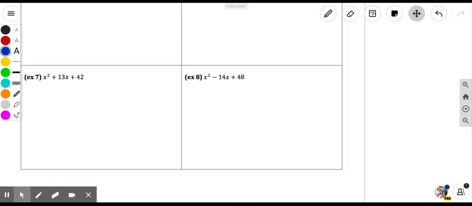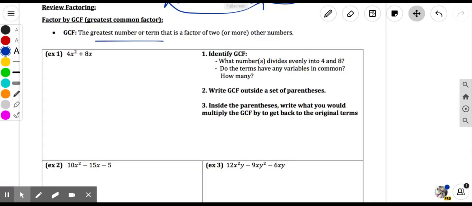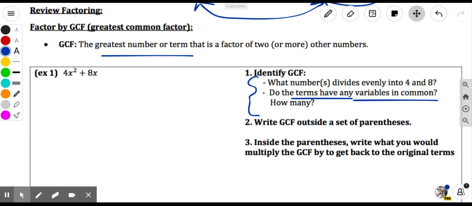So the greatest common factor is the highest number that goes into both terms. When we factor, we want to take out the greatest common factor. We're basically undoing the distributive property. You'll see what I mean by that at the end. So the first thing we want to do is identify the GCF. To do that, I have these little bullets here, questions you want to ask yourself. What number divides evenly into 4 and 8? 1 goes into both of them. Obviously that goes into everything, but you wouldn't really count that. 2 goes into both of them, and 4 goes into both of them.